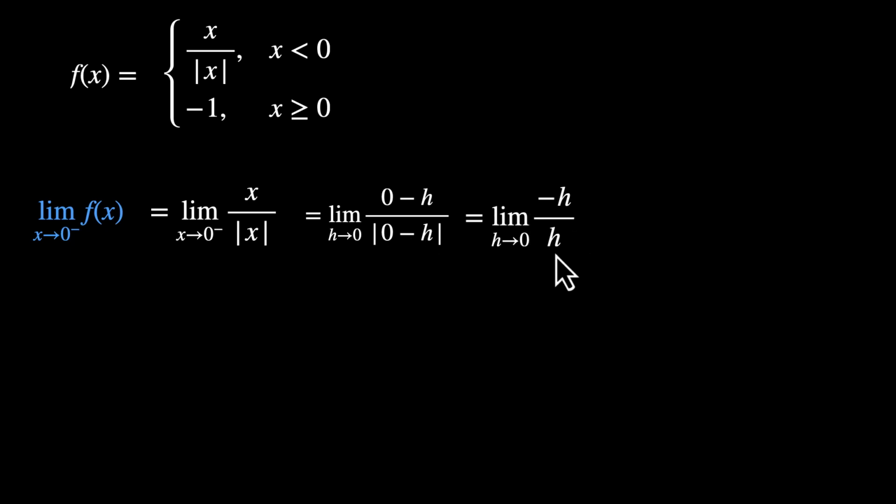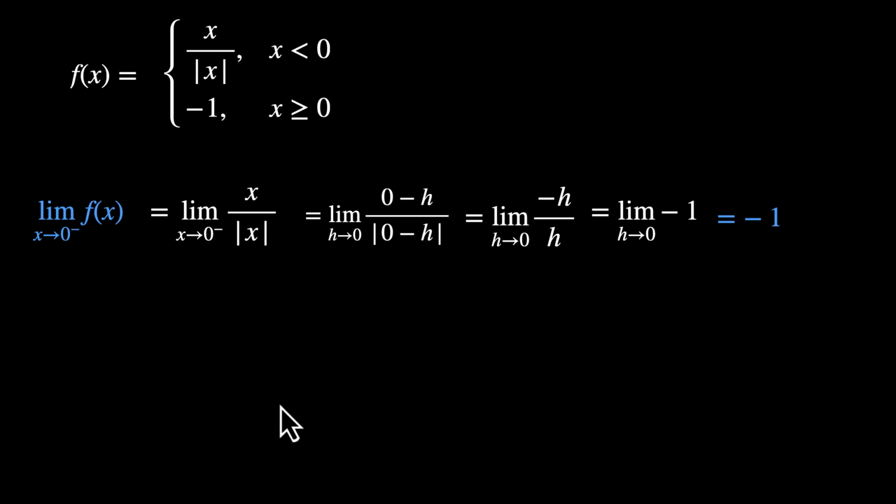This is minus h by h because mod gives you the positive value. So this will be minus 1 because h cancels out. And this is a constant. So the value is minus 1. So the left hand limit of this function at 0 is minus 1.